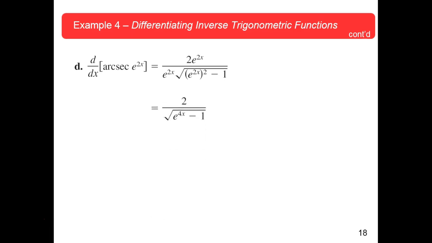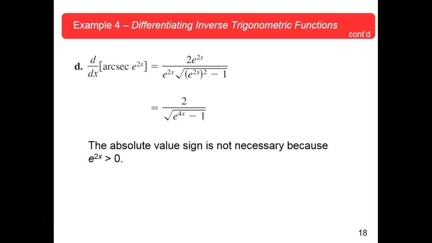Let's watch how they did it. This e to the 2x can cancel, divide out that one, and you're just left with 2 over the square root of e to the 4x minus 1. Okay. Again, strange. The absolute value sign is not necessary because e to the 2x is always greater than 0. Whoa, that was the end of the section, which is sort of surprising.